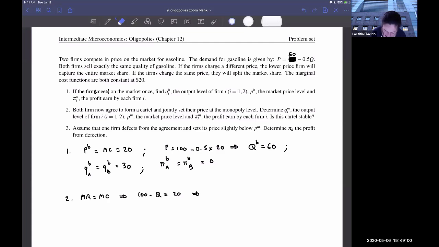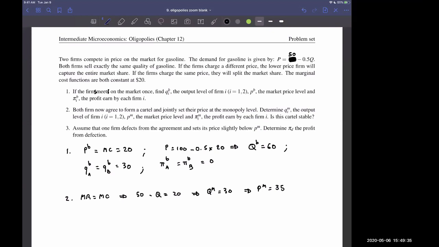Okay, so that's 50 minus Q equals 20. So QM is 30. And the monopolist price is 35.